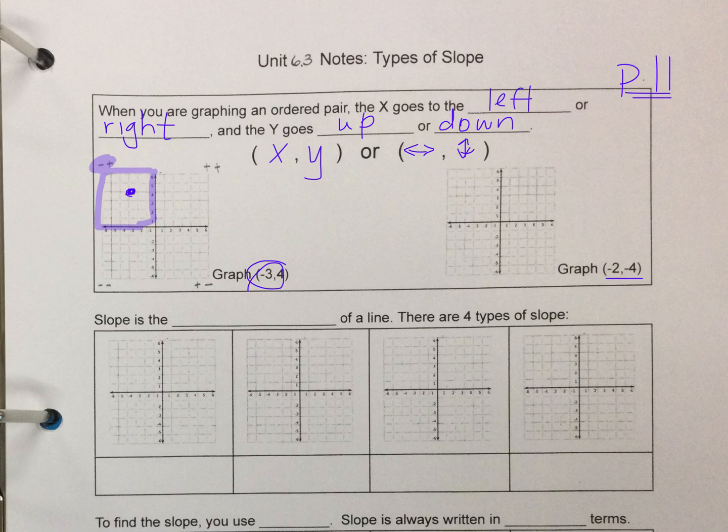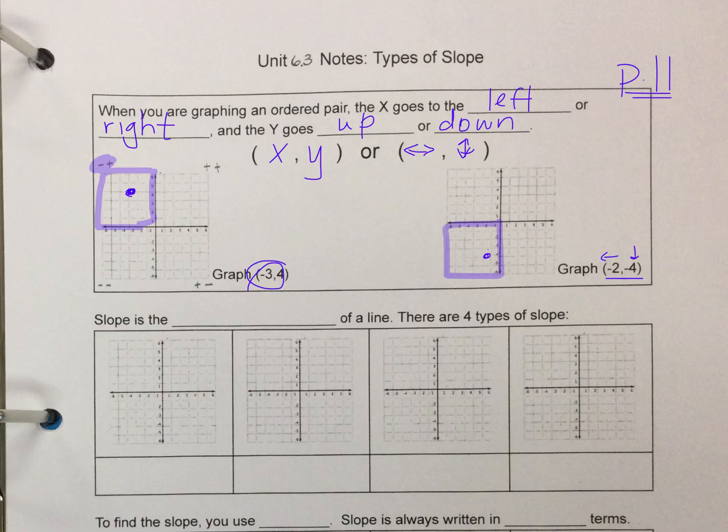-2, -4 is going to be in the negative box. So I go over -2, and then I'm going to go down -4. 1, 2, 3, 4. So that would be about right there. Okay, so that's what we've done before.